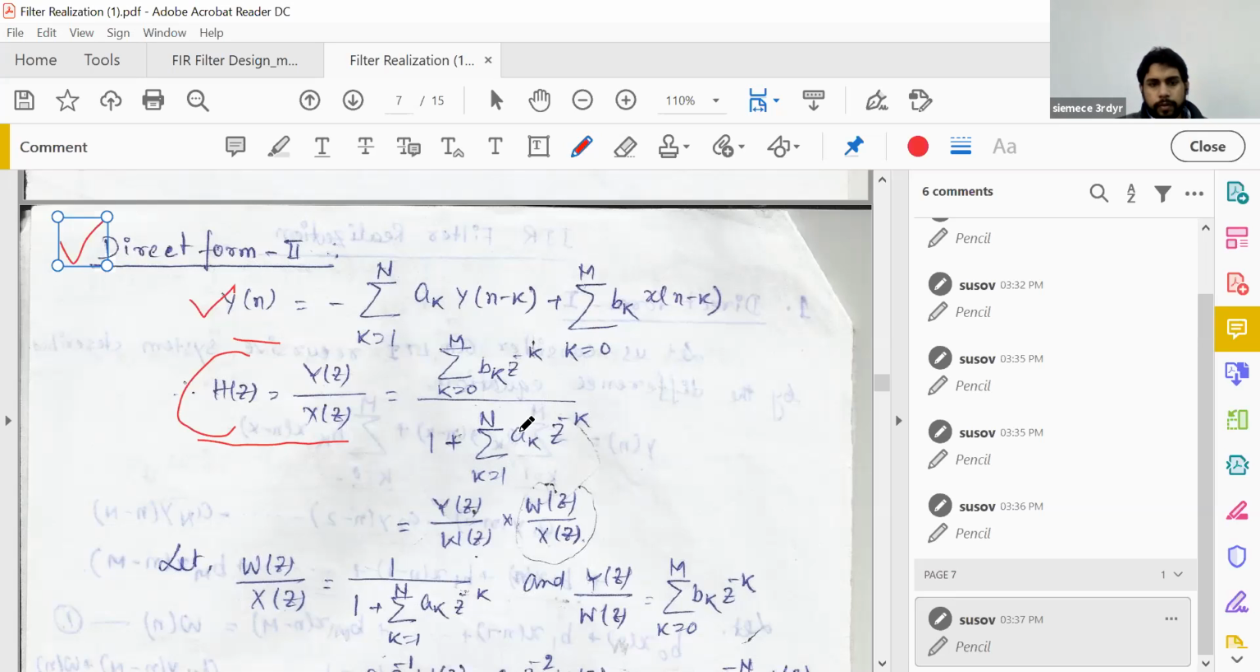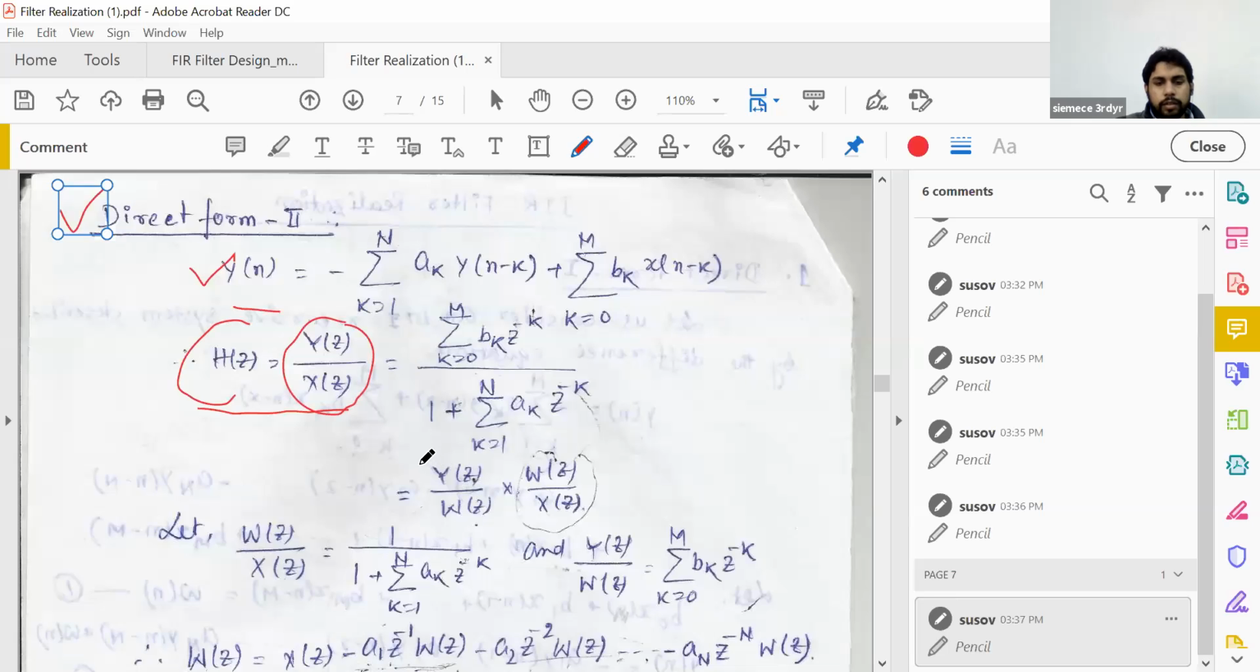If we take the z transform of both sides, then we can evaluate Y of z by X of z. After doing that, we write Y of z by W of z into W of z by X of z. This W of z will cancel out, so ultimately this is Y of z by X of z. I represent H of z in this fashion.